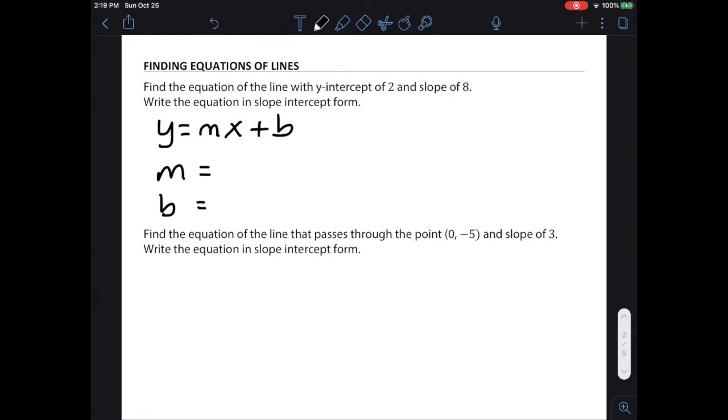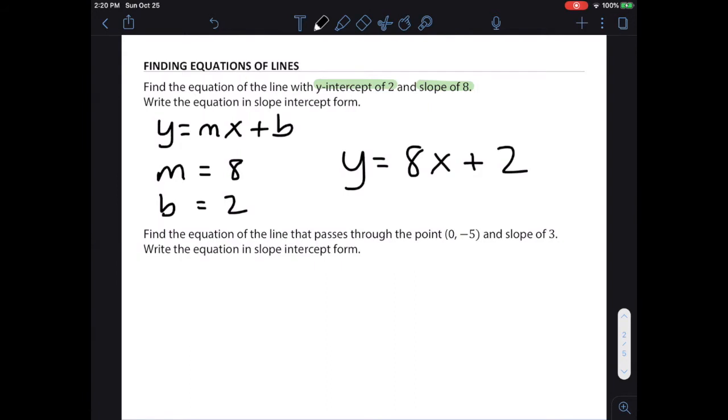And people tend to overthink this type of problem because they think they need to do some sort of math in order to figure out what the slope and the y-intercept is. But what's really happening here is it's telling you you have a y-intercept of 2 and a slope of 8. So we know the slope is 8 and the y-intercept is 2. So all we have to do is write the equation as y equals 8x plus 2. So way simpler than most people make this type of problem out to be.